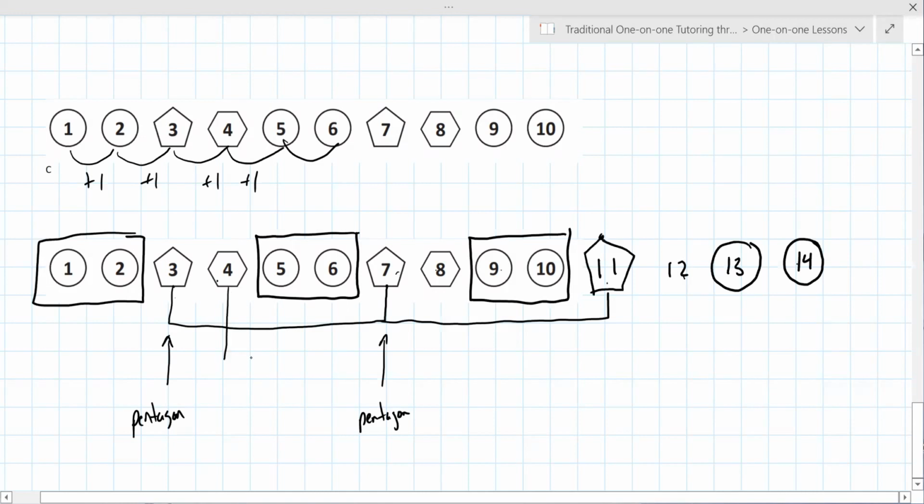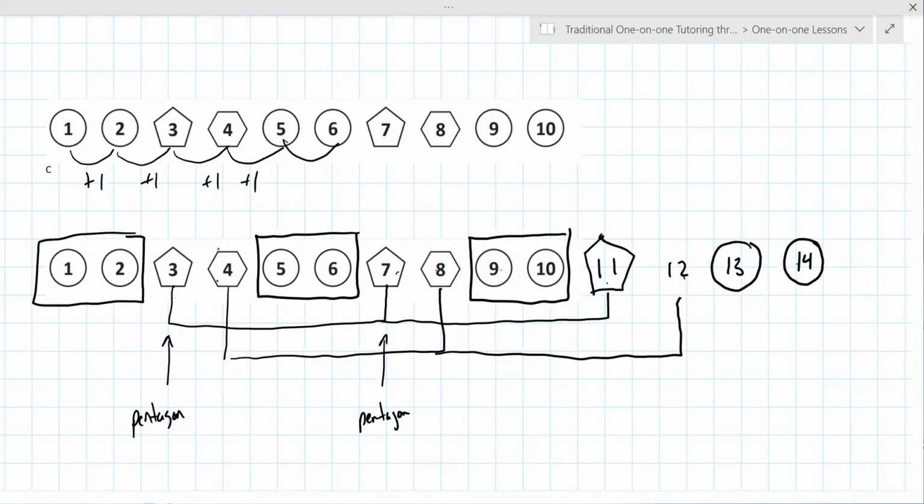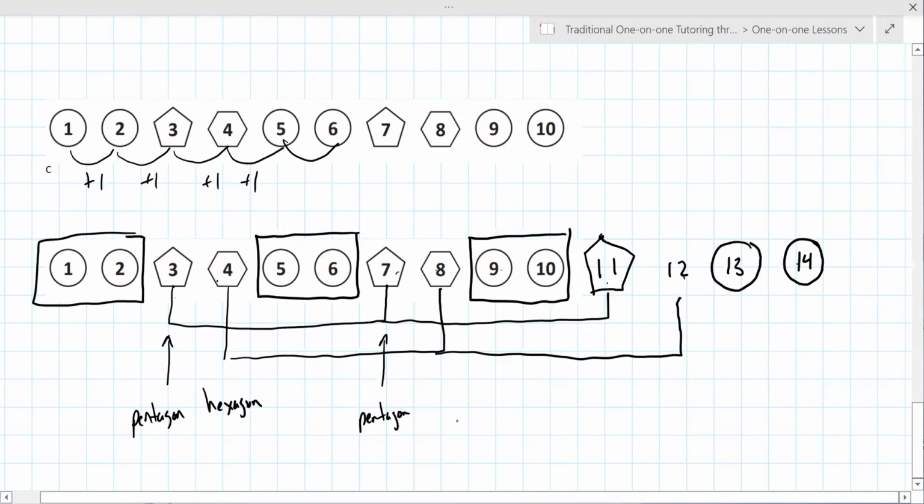12 goes with 4, 8, 12. What shape is 4? How many sides do you see around 4? What shape is that? No, it's how many sides? I'm asking how many sides. Just count. 3, 4, 5, 6. 6 sides, so that's a hexagon. Yep. What about 8? What kind of shape is that?